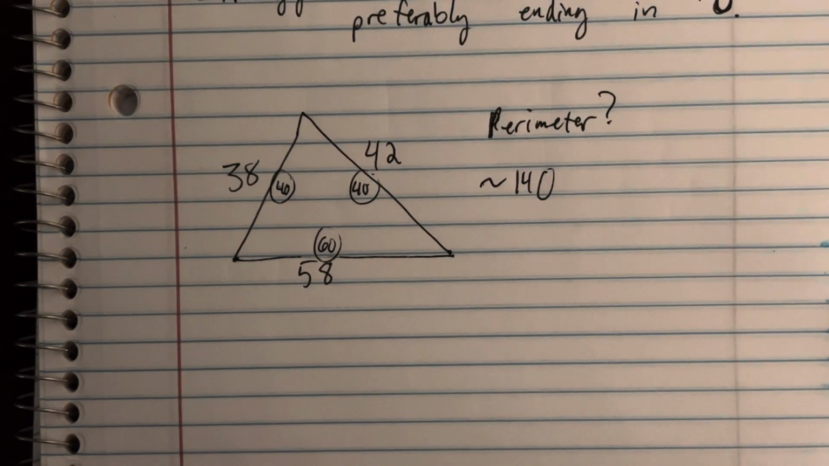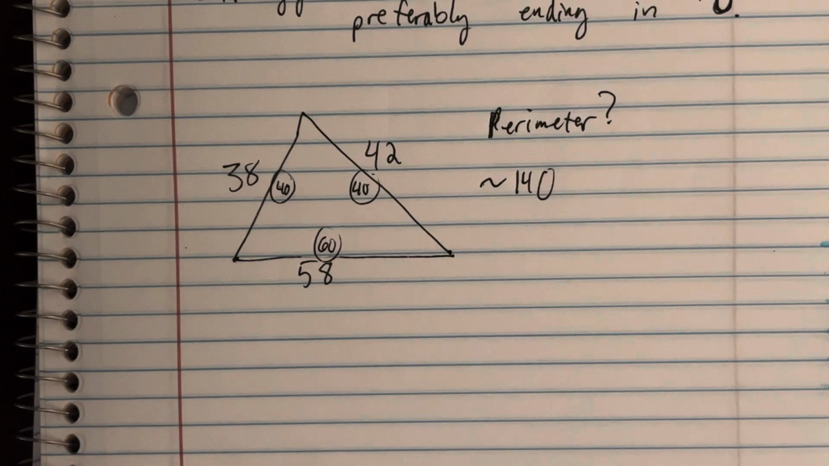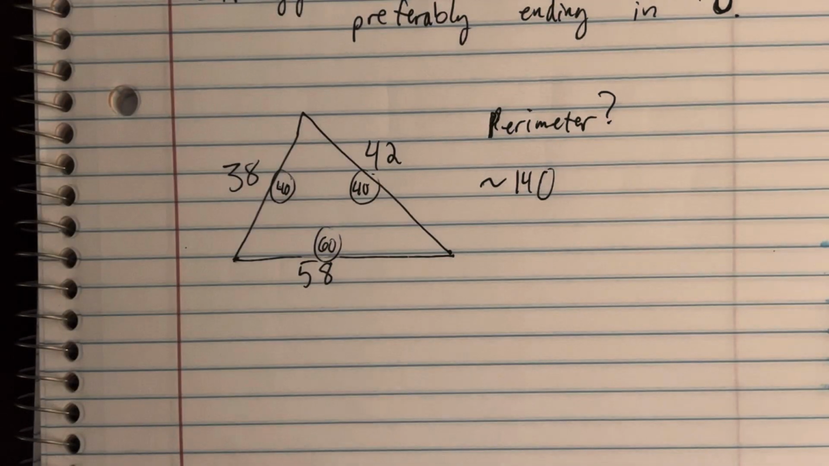And again, our strategy is to use a rounded number. Find something that the actual number is close to, ending in 0. So a lot of times that can be a multiple of 10 or a multiple of 100, just to make it a little bit easier.